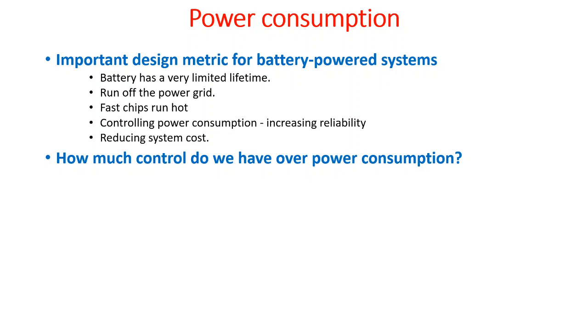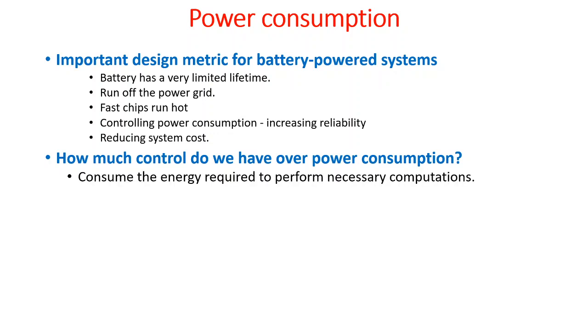Next, how much control do we have over power consumption? Power consumption mainly depends on the performance or usage of the device, and next on the program. Consuming energy requires necessary computations. So it depends on the user and also on the programmer. Next, we have to find opportunities for saving power. This is not by the users but by the programmer. The programmer must find opportunities for saving power. How can we find the opportunities?